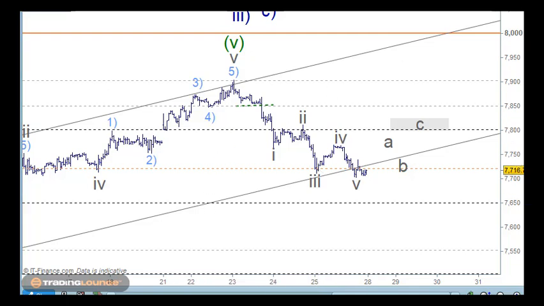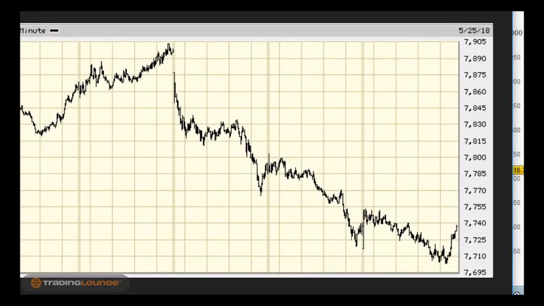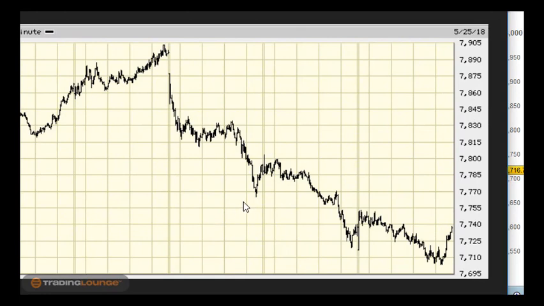I can also look at the cash market here as well. So this is the cash market here, and this would count down. This is a 5-minute chart from the top here. The logical thing would be to count this as wave 1 here, and then wave 2, and then all of this is the third wave. So wave 1, wave 2, wave 3, wave 4, and wave 5.